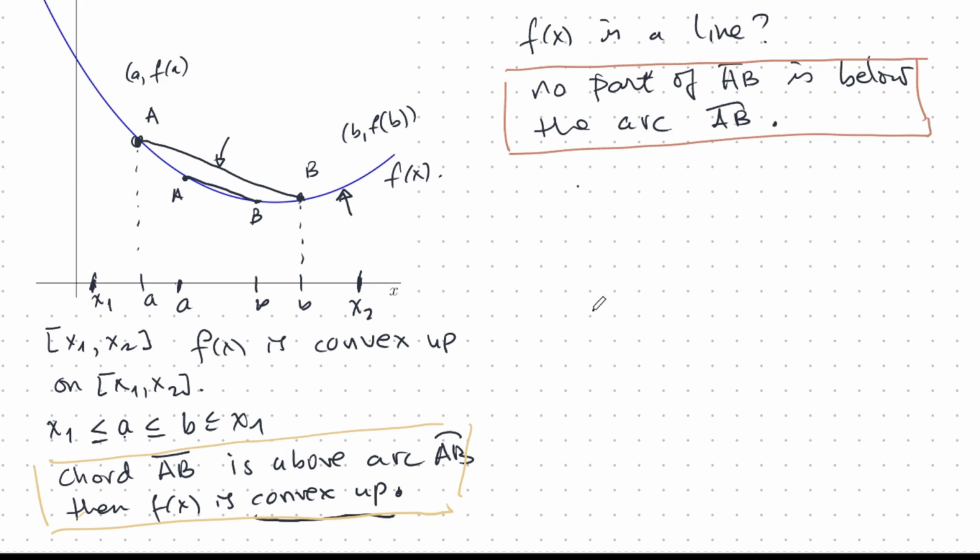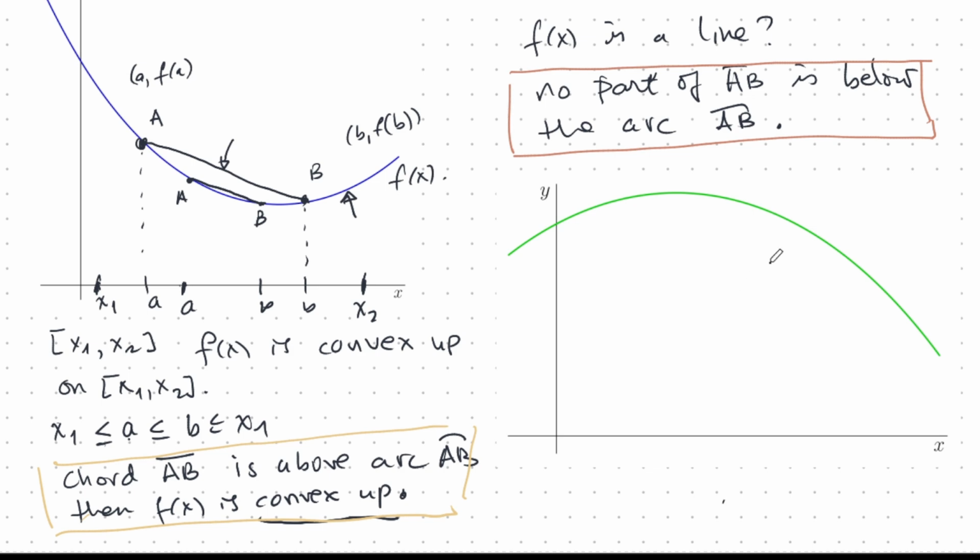And what about this related case here? What about this function here? Let's say we have f of x here. So in the region here, x1 to x2, this is our interval. I choose any two points and I go up like this. Now the chord is below the arc.